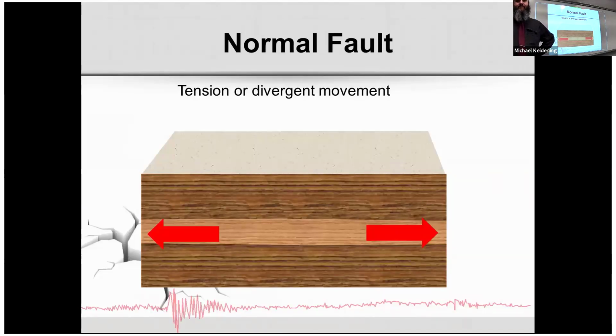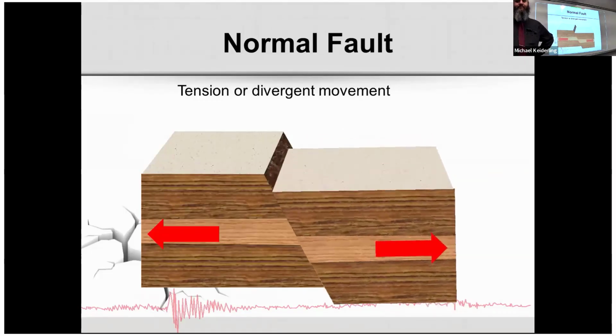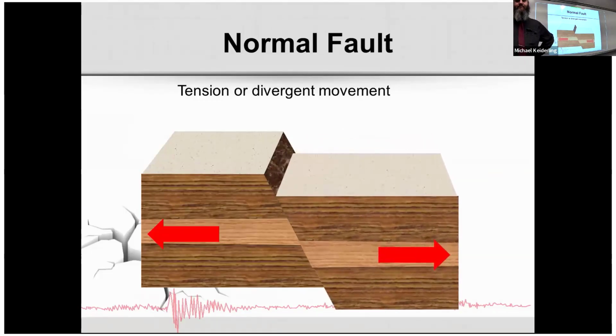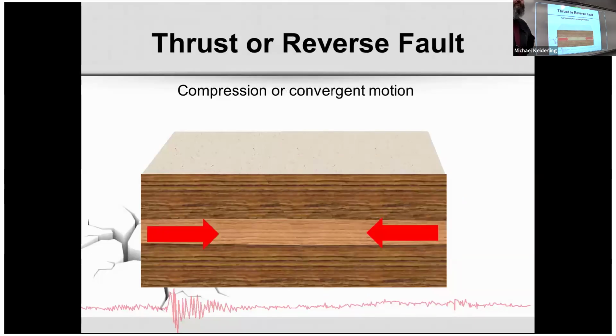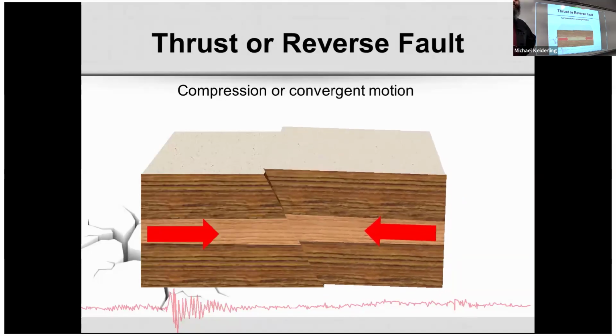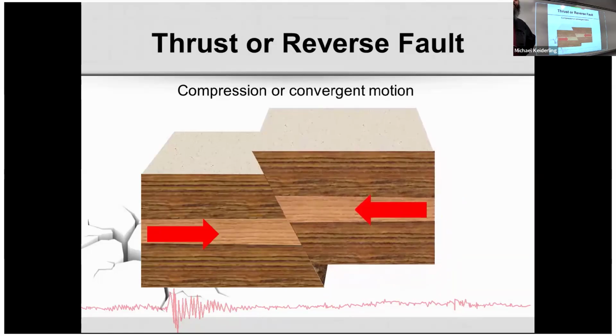If the rock is more rigid and less likely to stretch, it may simply crack, and when it does, one block may drop lower than the other. This is what's called a normal fault. Opposite the normal fault, we have a thrust or reverse fault. This occurs from compression or convergent motion. When two plates are pushing against each other, one plate may go down or another one may go up. This creates a thrust or reverse fault.